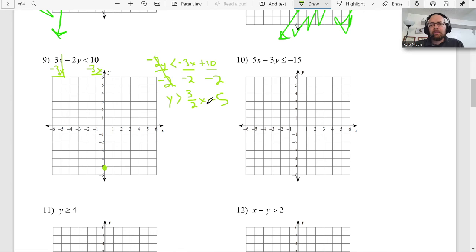So original 4, y-axis intercept -5. Rise 3, 1, 2, 3, run 2, right? And then I'm just gonna keep doing it, right? So rise 3, run 2, rise 3, run 2, and just throw some arrows on it. We'll just say it's a dotted line, right? Boom, dotted line.